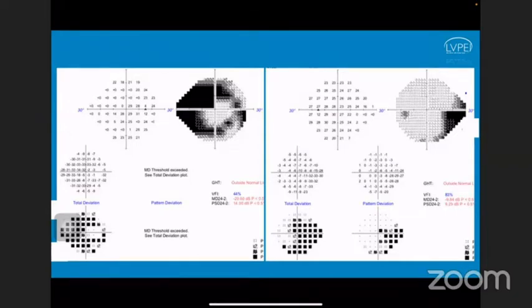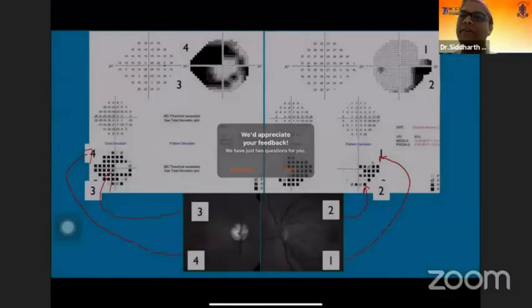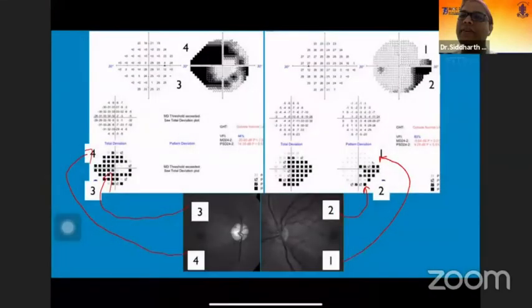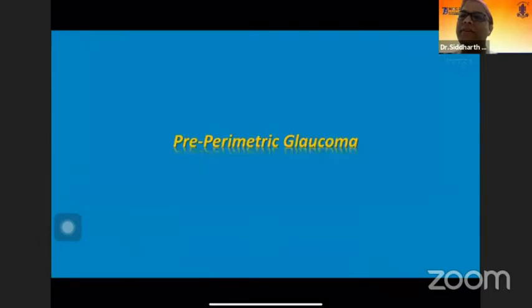So if we look at the right and the, so what we can see here clearly is the extent of damage on the disc and the extent of defect on the visual field matching quite well. And if we practice this regularly, we can comment on the extent of the damage and the correlation of that.